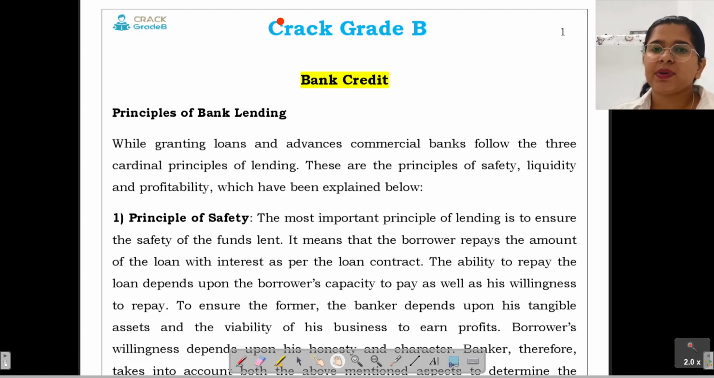Today in this lecture, we'll be talking about the principles of bank lending, and also certain associated types of borrowings. As you already know, in the previous live lecture we discussed different types of bank credit, and I told you that was just an introduction. Today we'll be discussing a much more detailed version of that as well.